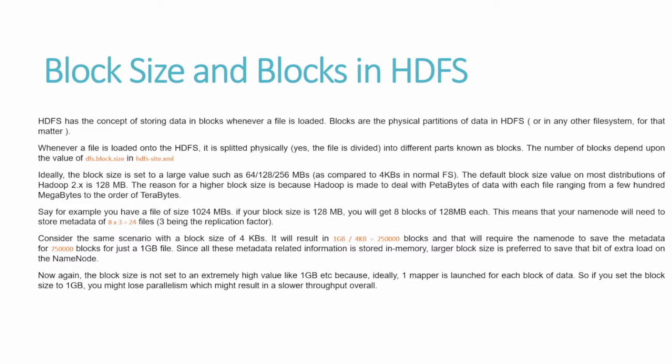So here's an example where you have a file size which is 1 gig, which is 1024 megs or 1024 MBs. If you have a 128 MB block size, then you will get 8 blocks of 128 MB each. So if you have a 1024 megs file, that means you will get 8 blocks.